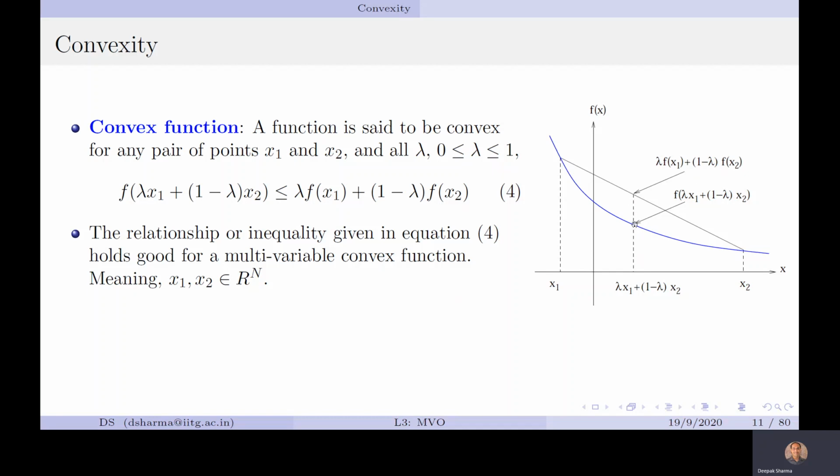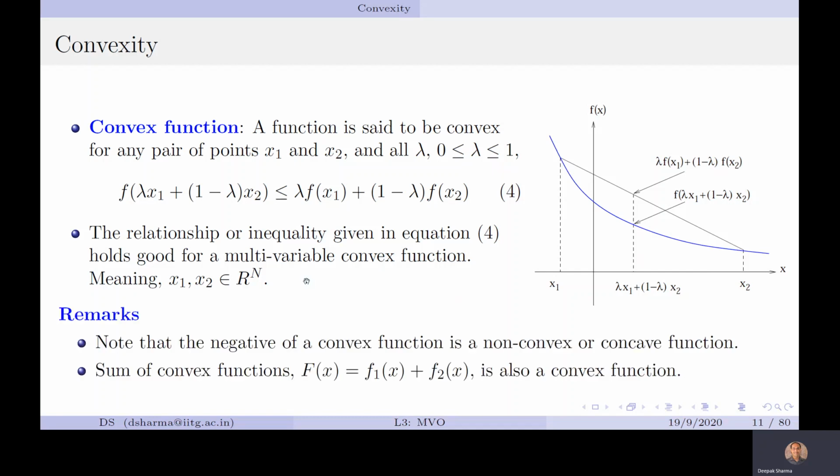Now you can make out that this particular inequality holds. In the current example, the function value at this particular point is smaller than lambda times f of x1 plus 1 minus lambda times f of x2. There will be one condition when both the values will be the same, that I will discuss in the next slide. Now this particular relationship we understood graphically using a single variable function. It is important to note that this relationship, or the inequality, holds good for a multivariable function. You can find this in the second statement.